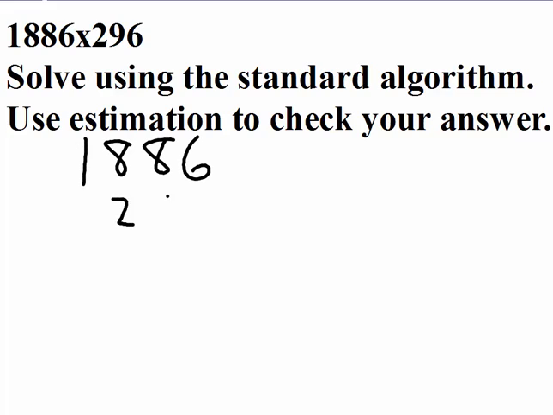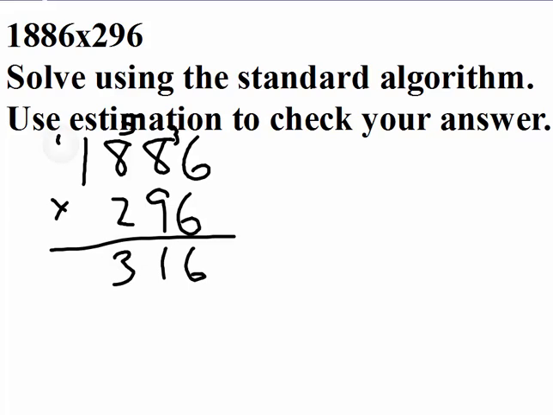1,886 times 296. So that's the standard algorithm. 6 times 6 is 36. Carry the 3. 6 times 8 is 48, plus 3 is 51. Carry the 5. 6 times 8 is 48, plus 5 is 53. Carry the 5. 6 times 1 is 6, plus 5 is 11.